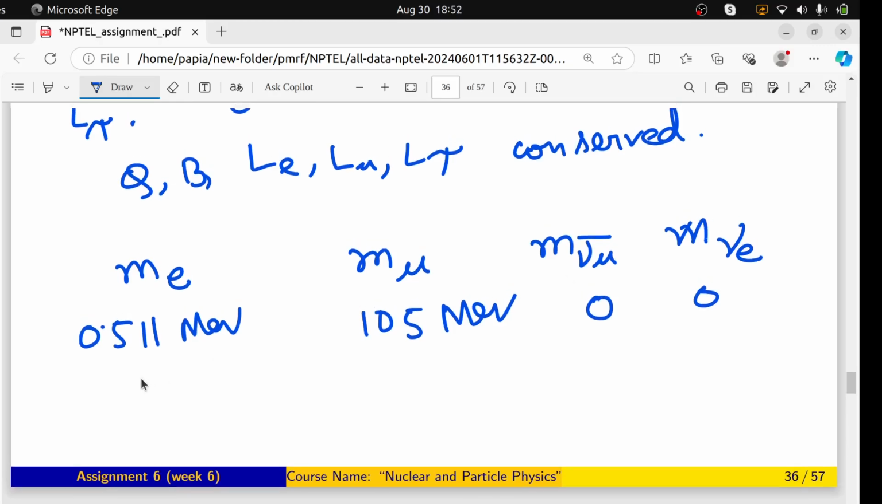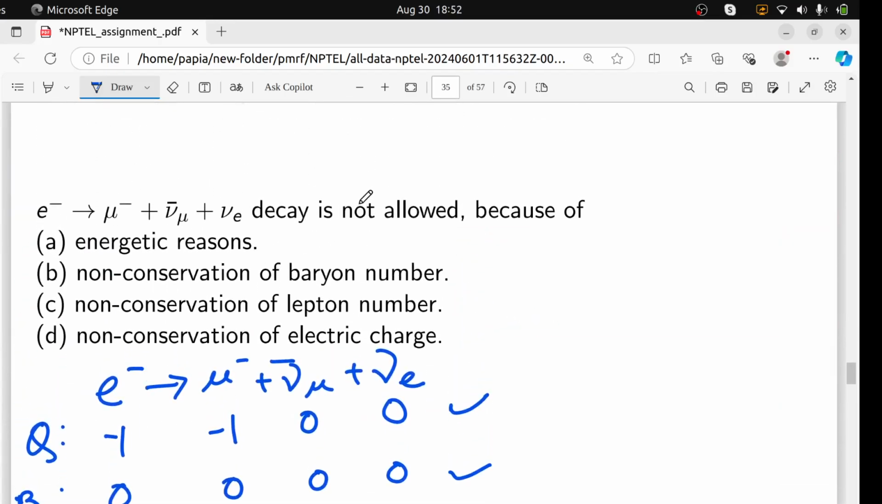But right now we don't have any information that e minus is in motion with a very high kinetic energy, so we will assume that e minus is at rest, and if e minus is at rest, it is not going to happen because of the energy problem. Okay, so the correct answer will be energetic reason.